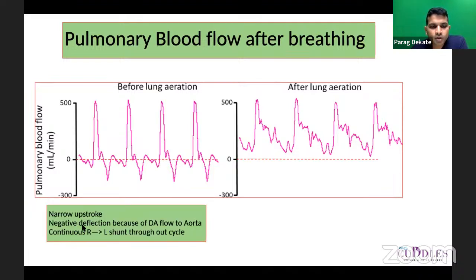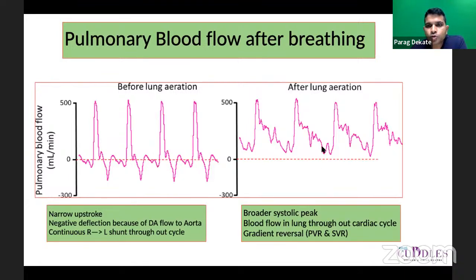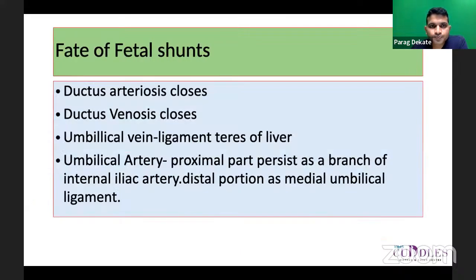So narrow upstroke, negative deflections because of ductus arteriosus flow or aorta. So there is a continuous kind of flow happening through the ductus arteriosus into the descending aorta. And over time, because there is no more rapid change in the pressure, because there is no more ductus arteriosus, and there is a good PVR and SVR as well as right ventricular function, it becomes a broader systolic flow and it doesn't go into the negative deflection. This negative deflection corresponds to the ductus arteriosus flow.